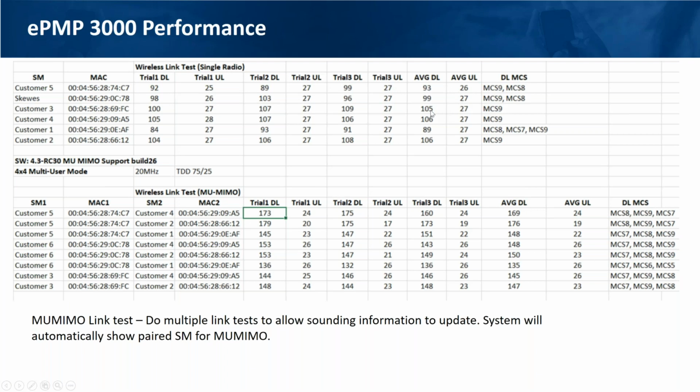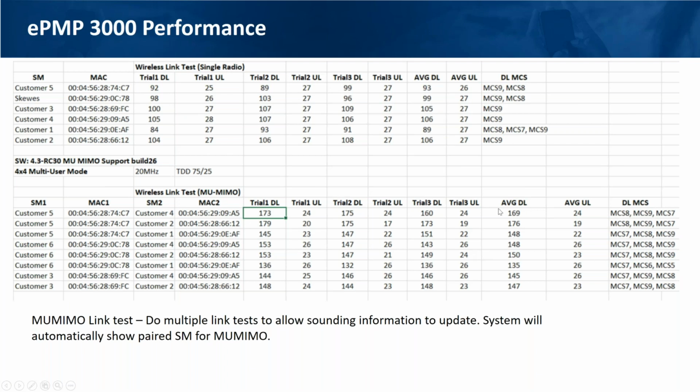Single radio, nothing's happening. When I trigger MU-MIMO, customer number 5 is being grouped with possibly 4, 2, or 1. And in this case, 5 and 4 are being selected at the same time, and we're doing a MU-MIMO link test. And here, the average throughput for the AP now becomes 169 downlink, and uplink doesn't change a whole lot, staying right around 25. When I group him with another subscriber, it's 176. We group him with another subscriber at 148.